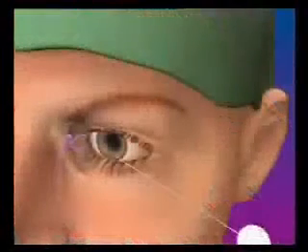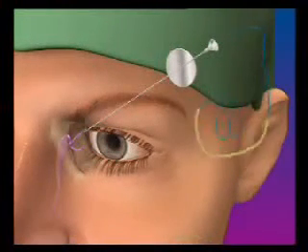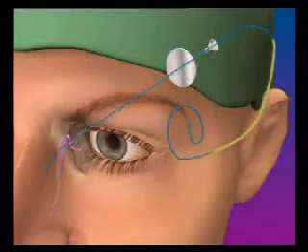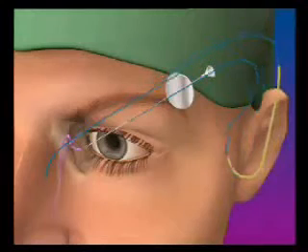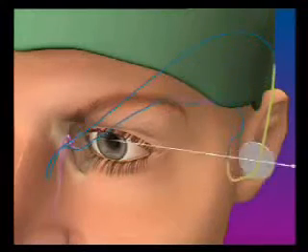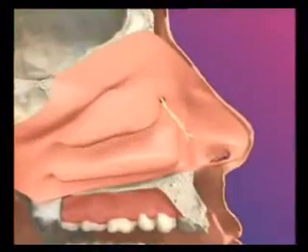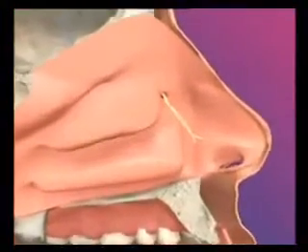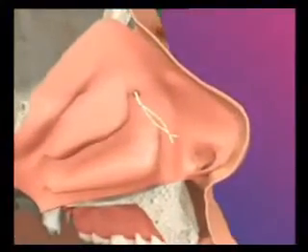Finally, bicanalicular intubation with PVP-coated silicone tubing and proline thread is carried out, aided by the guide wire. The mean surgery time is 10 minutes. The intubation is withdrawn after 1 month.